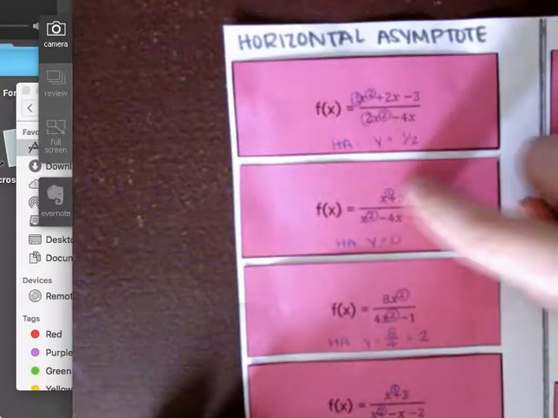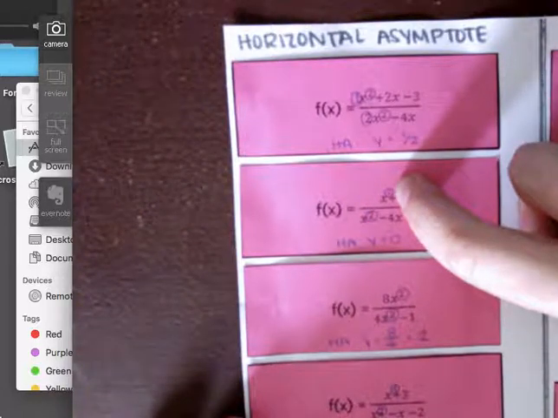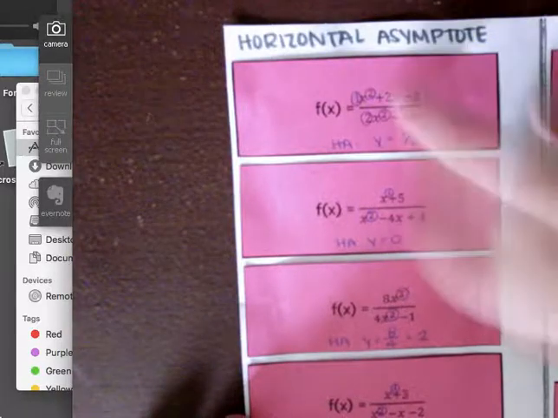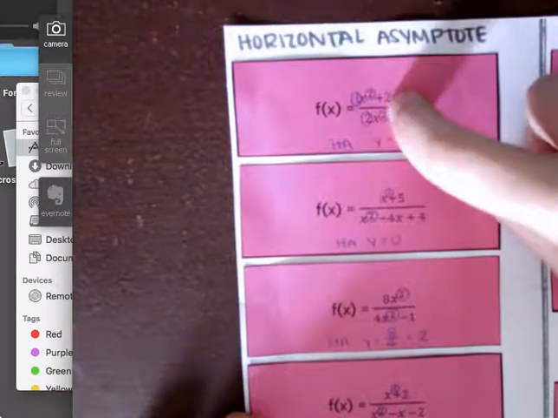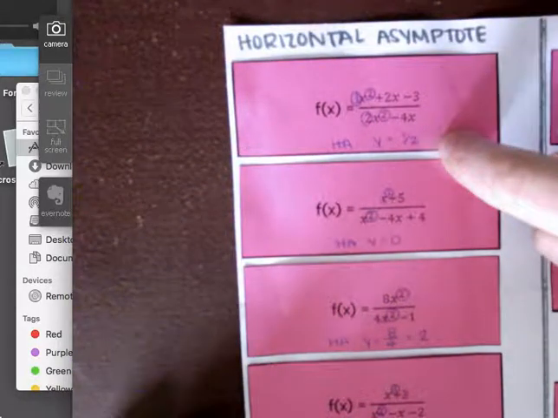Okay, here for this guy, your numerator degree is smaller than your denominator degree. Okay, so the cheerleader feels like she weighs 0 pounds. So your horizontal asymptote is y equals 0. And then here they are the same, so it comes down to your leading coefficient. So 1 divided by 2. So your horizontal asymptote is 1 over 2.